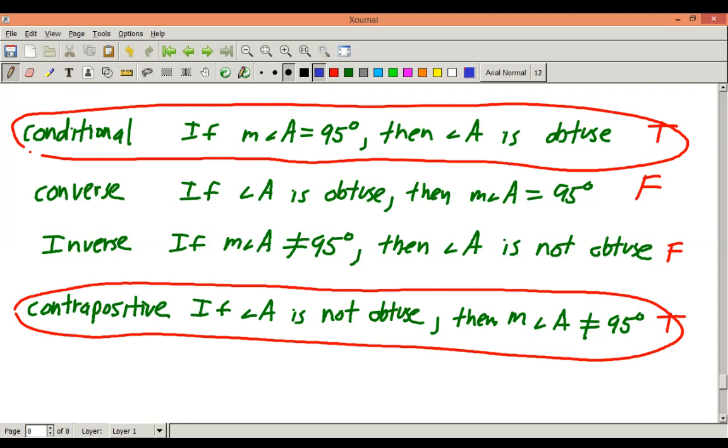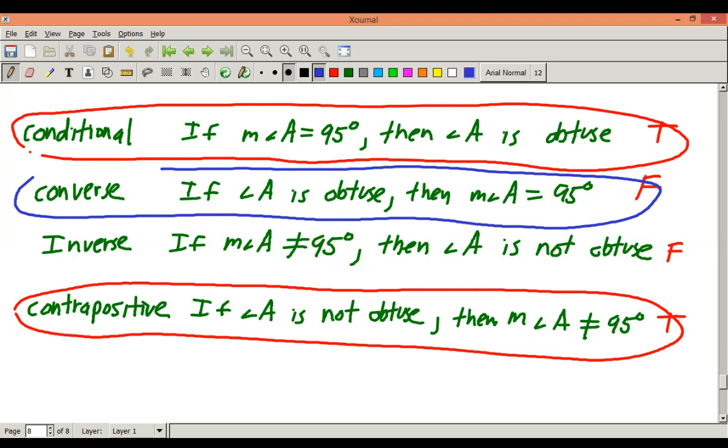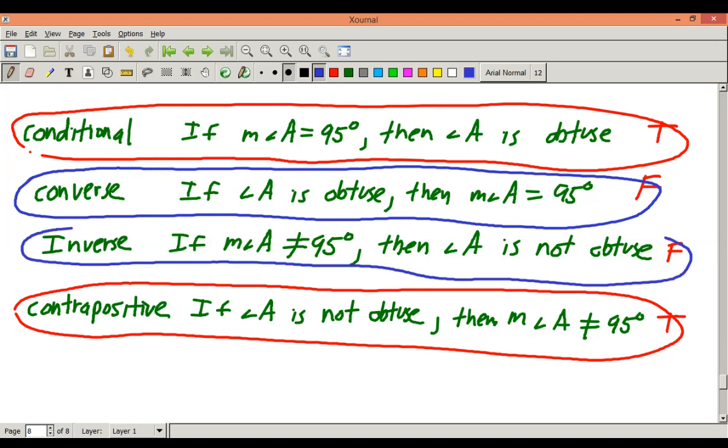Same thing for the converse and the inverse. The converse of the statement was false, and the inverse of the original statement is false. So those two statements are logically equivalent. They always have the same truth value. Okay, so this stuff is going to sink in with some practice.